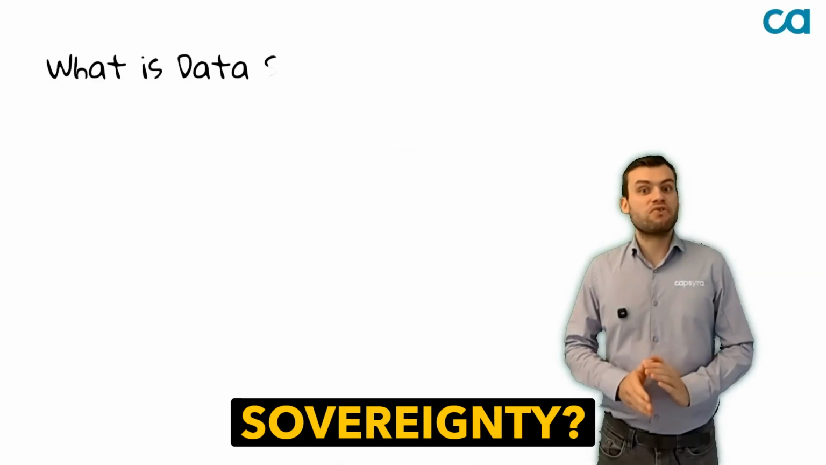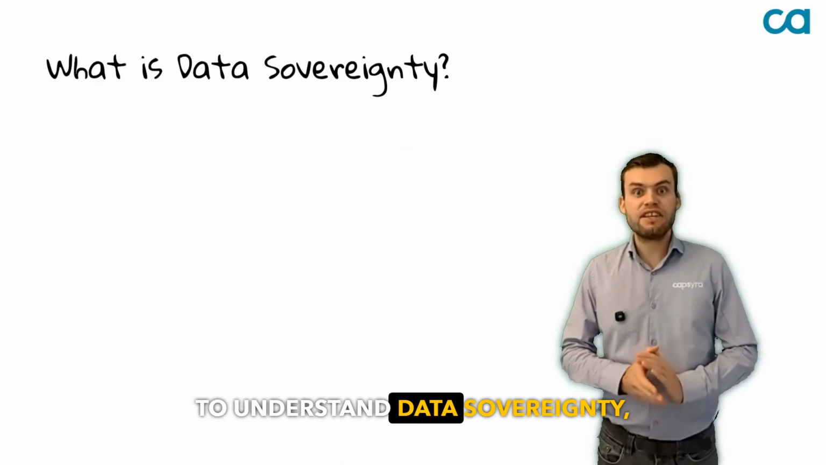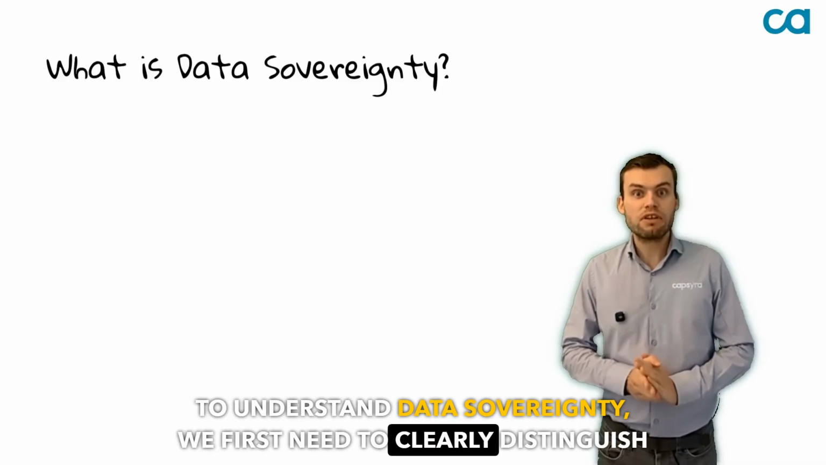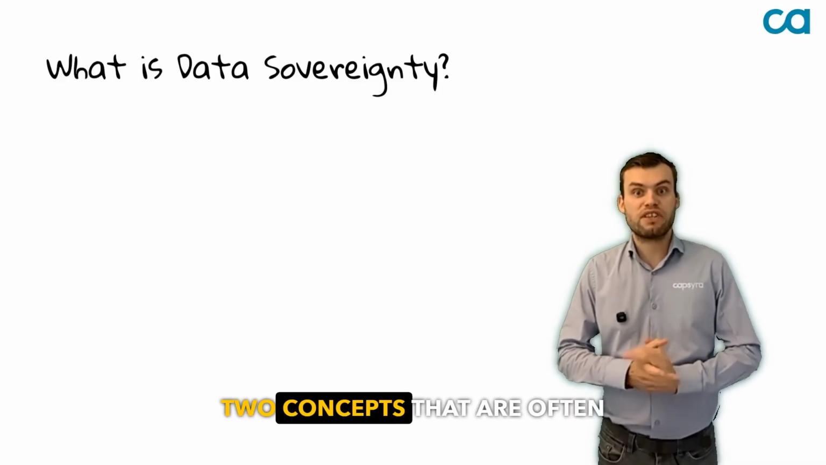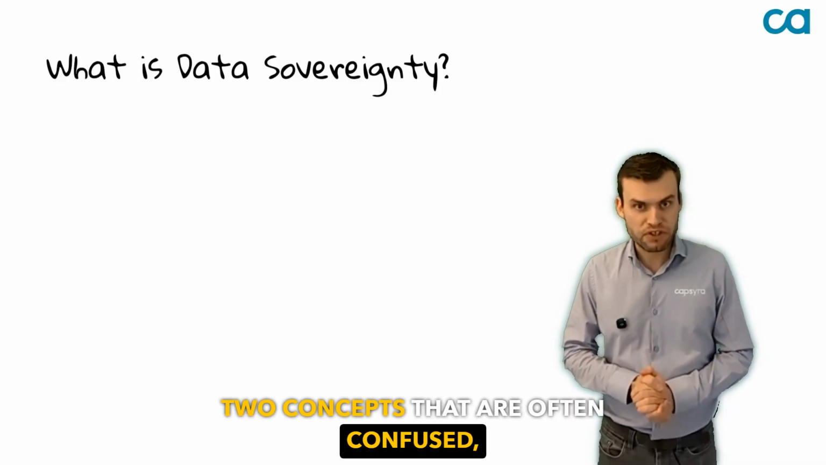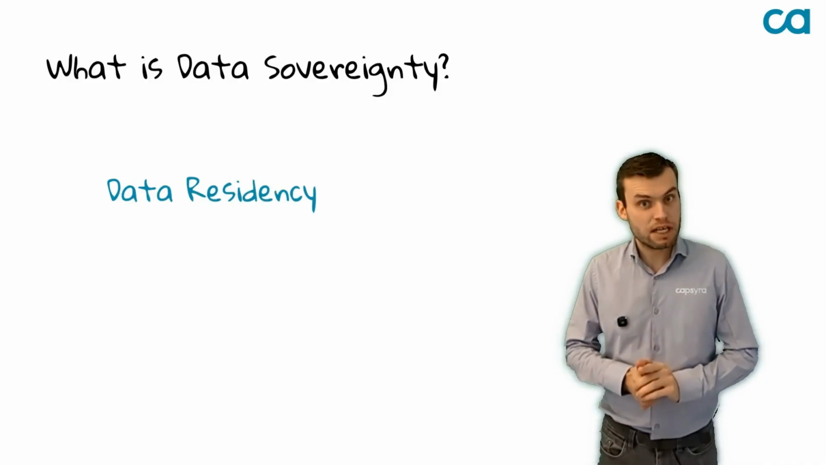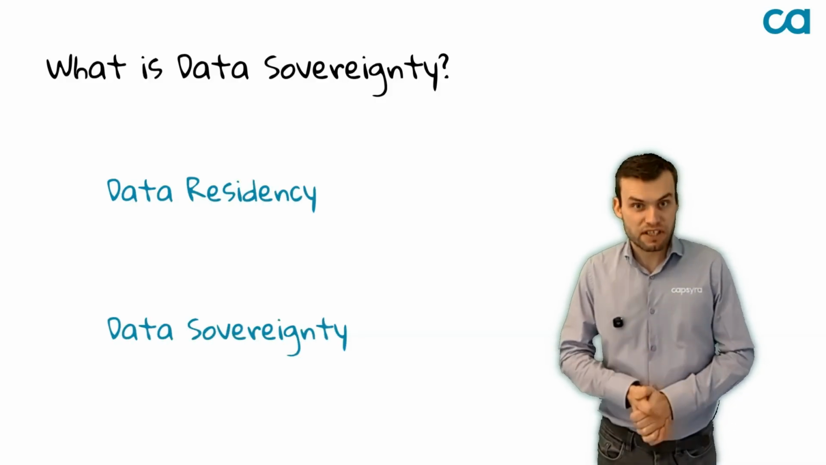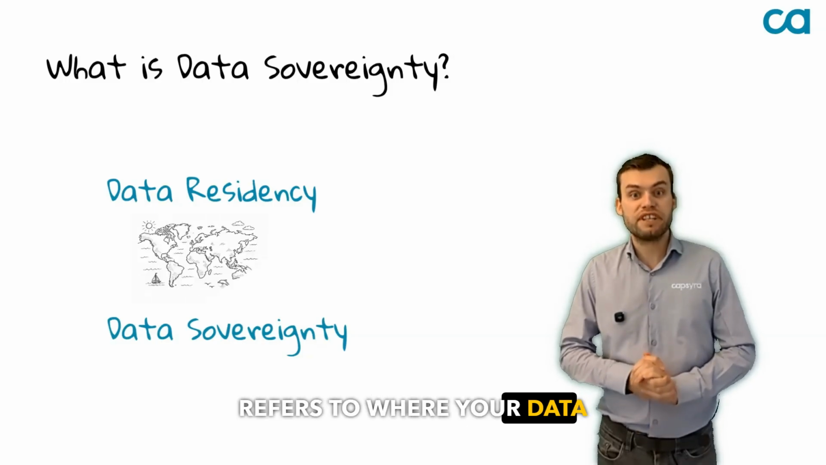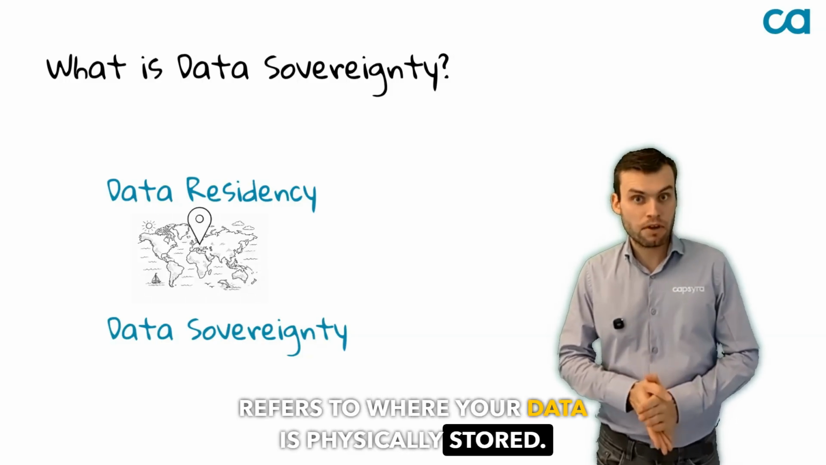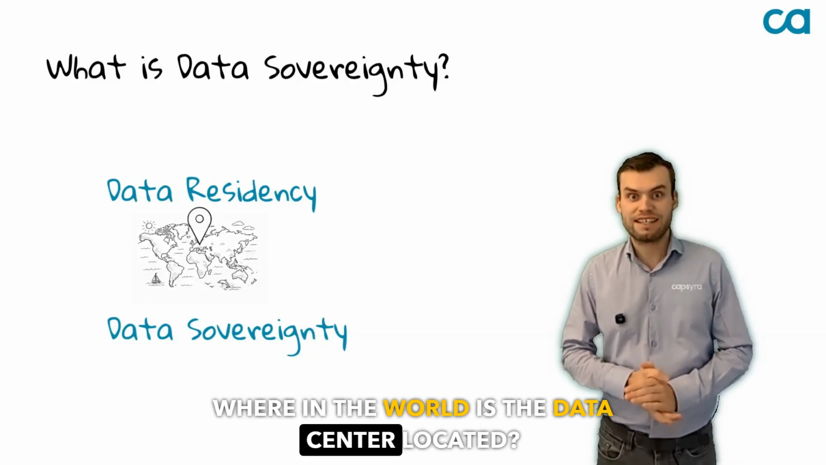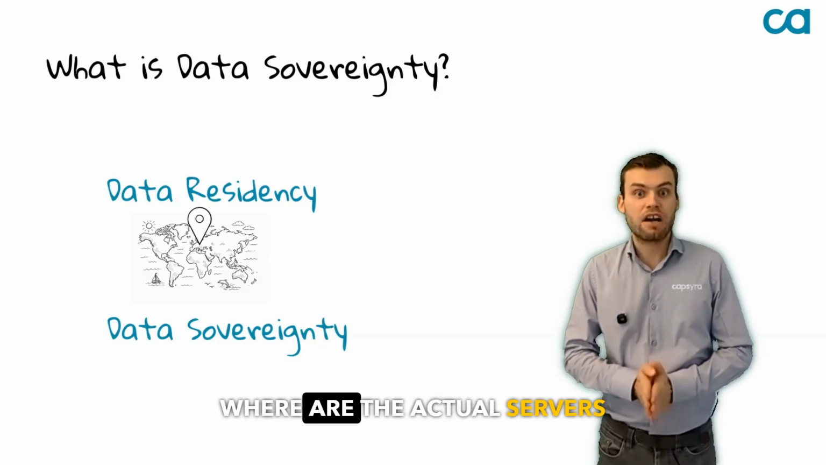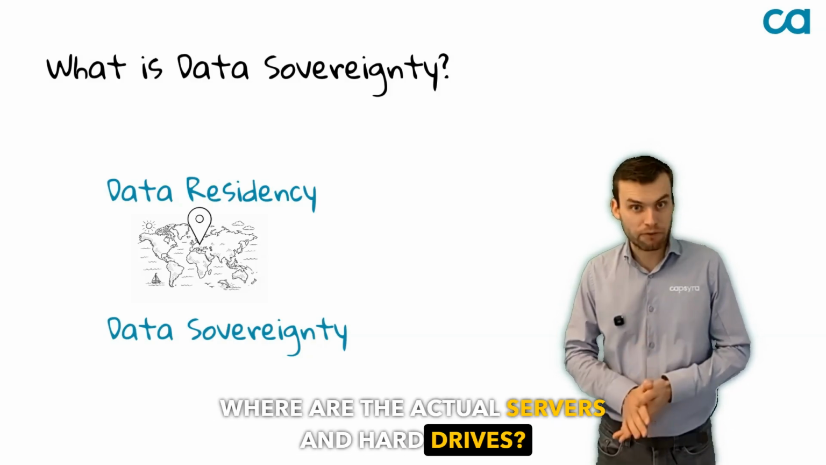What is data sovereignty? To understand data sovereignty, we first need to clearly distinguish two concepts that are often confused: data residency and data sovereignty. Data residency refers to where your data is physically stored. Where in the world is the data center located? Where are the actual servers and hard drives?